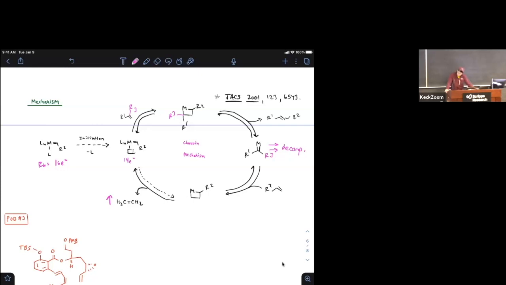So that's what I mean when I say that things are choreographed to happen in a particular sequence of events based on steric and electronic properties. Are there any questions on that?